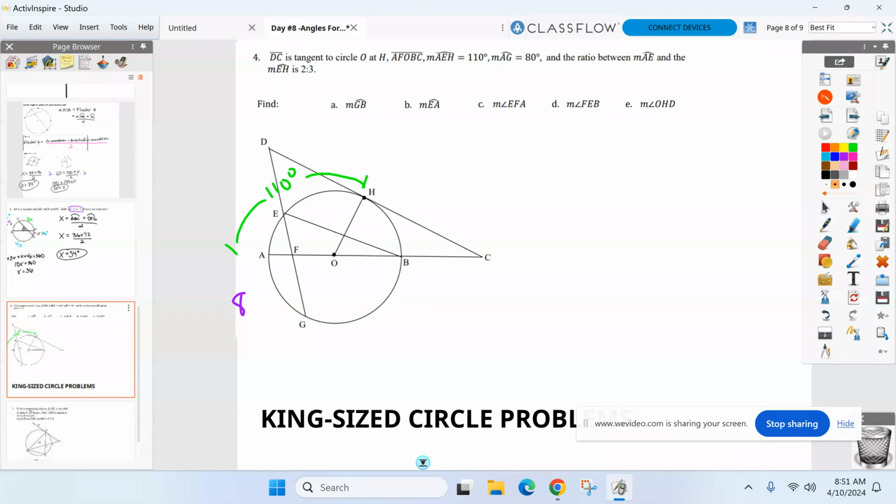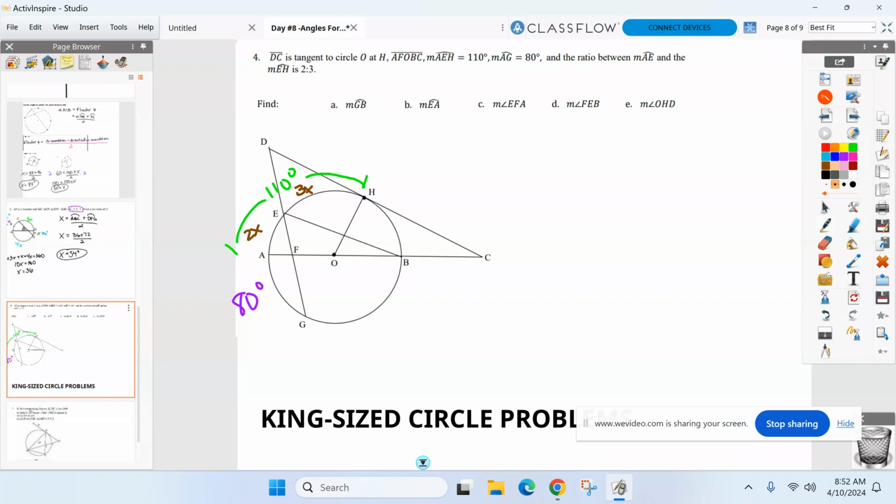So I throw my 80 degrees on arc AG, and here come the numbers in a ratio again, right? AE to EH is 2 to 3. So it looks like on arc AE, I'm not going to place a 2. I'm going to put a 2x here. And on EH, I'm not going to put a 3, but I'm going to put a 3x.